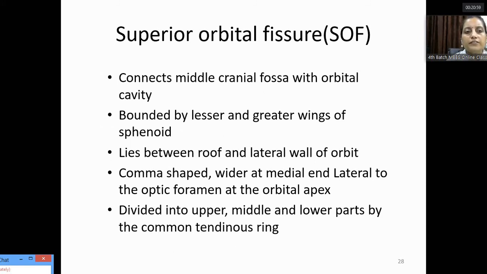Superior orbital fissure connects the middle cranial fossa and the orbital cavity. It is bounded by the greater and lesser wing of the sphenoid. It lies between the roof and lateral wall of the orbit, and it is comma-shaped, wider at the medial end, lateral to the optic foramen at the orbital apex. It is divided into upper, middle, and lower parts by the common tendinous ring.